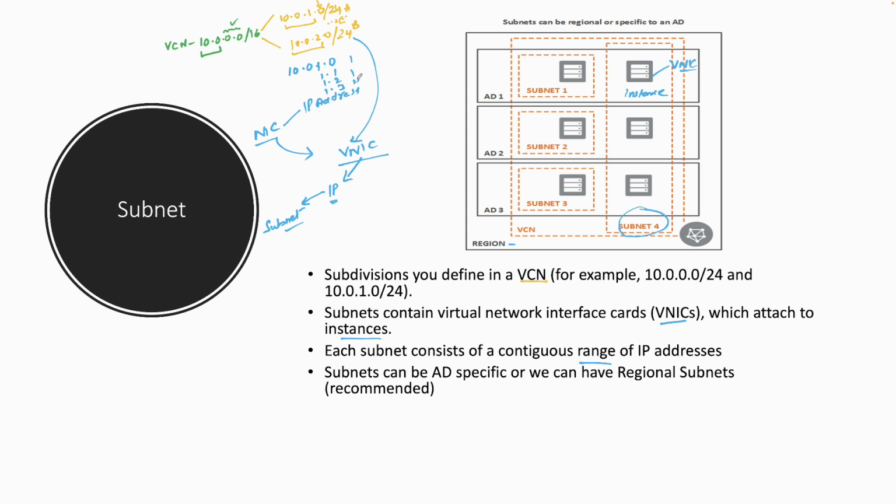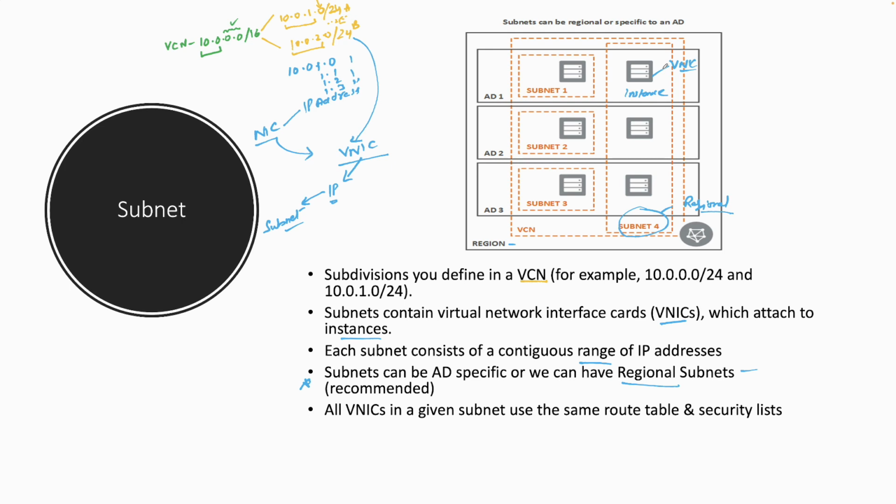And subnets can be AD specific or regional subnets. As I said in previous lectures, when OCI came up, in Gen 1 and initially in Gen 2, Oracle used to say that you could create AD specific subnets. But now the recommendation is to always go with regional subnets. A regional subnet is a subnet that spans across all the ADs, like subnet 4, which is spanning across all the availability domains, right?